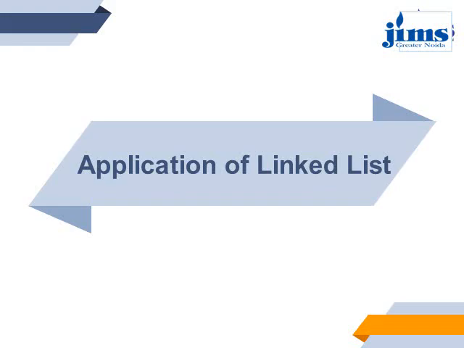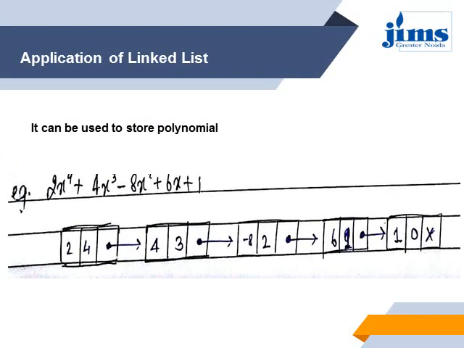Applications of linked lists. The most important application of linked lists is to store polynomials. As you can see, this is a polynomial of degree 4. So 2 is the coefficient and 4 is the exponent part. Every node is divided into 3 subparts, where the first box denotes the coefficient, the second box denotes the exponent, and the third box denotes the link to the next node.